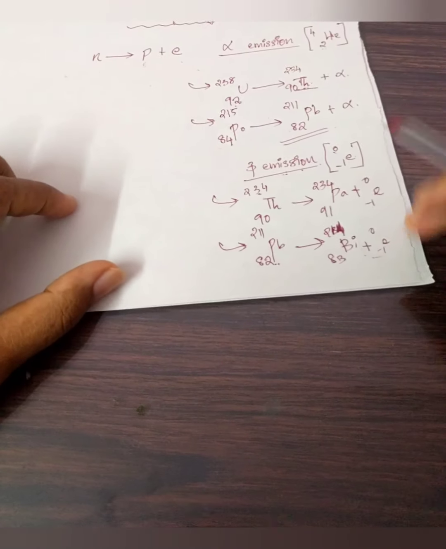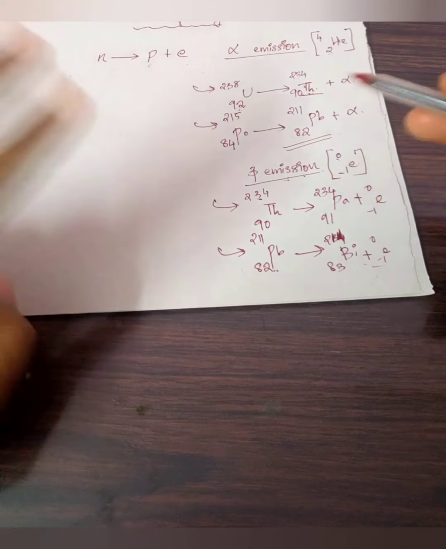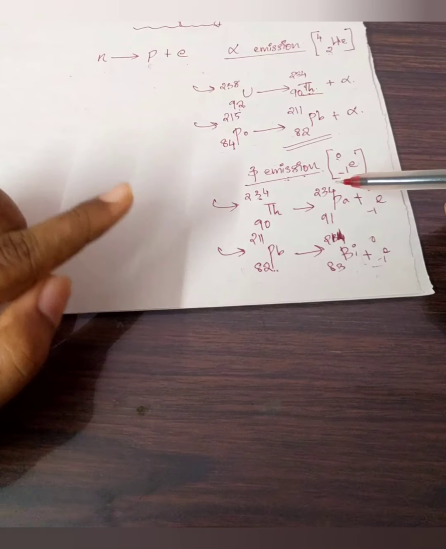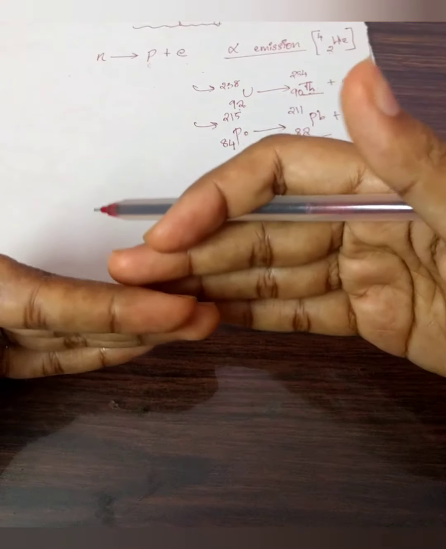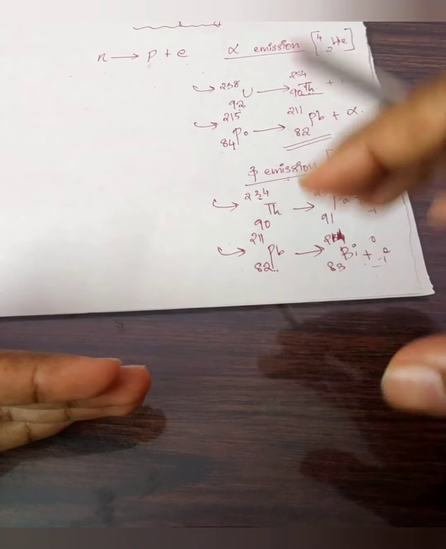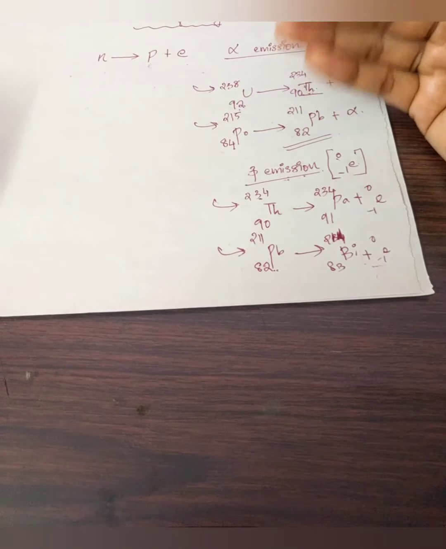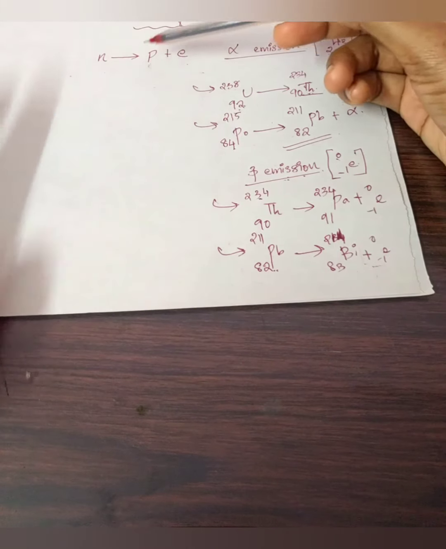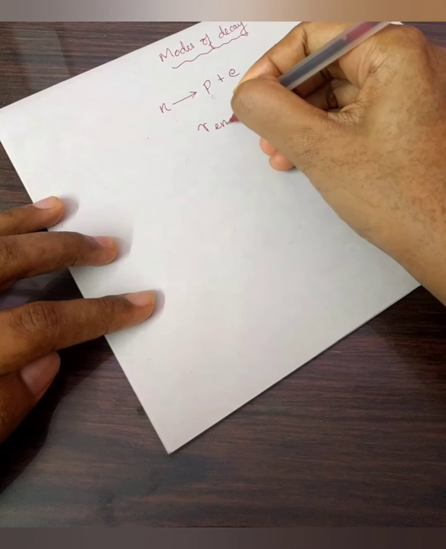Then the emission of gamma rays takes place as a secondary effect of beta emission. In either case, the nucleus formed will be in a higher energy state, and when it is in the higher energy state, it will always try to come to the lower energy state, and that excess energy is then emitted in the form of gamma rays. So you can't see any change in the parent atom.